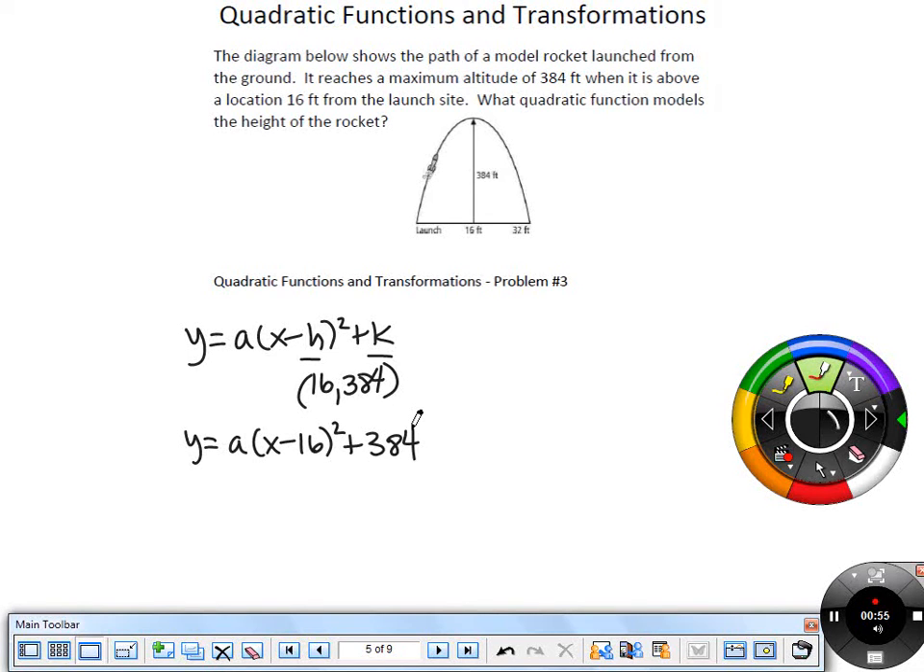Then I need to determine a. So I either need to know the stretches and compressions, or I can plug in a point from the graph to get a. So the launch spot in this case is 0, 0. So I'm going to actually plug in 0, 0 since it's an x-y coordinate plane pair that exists on this parabola. So I could have done 0, 0 or 32, 0.